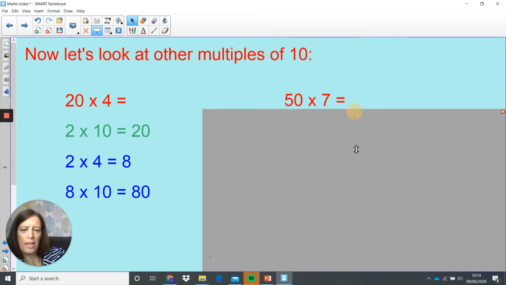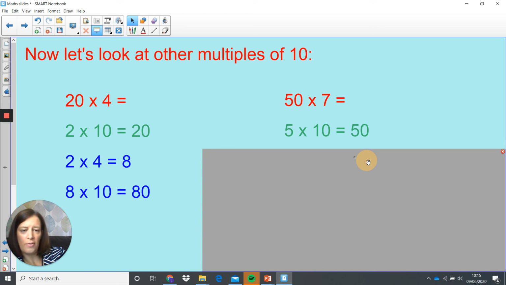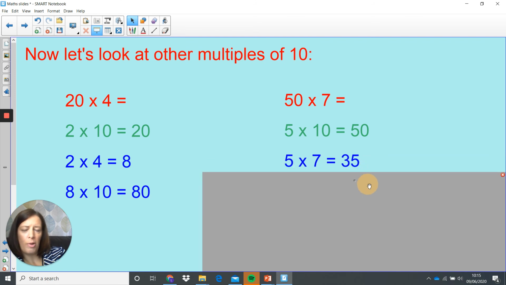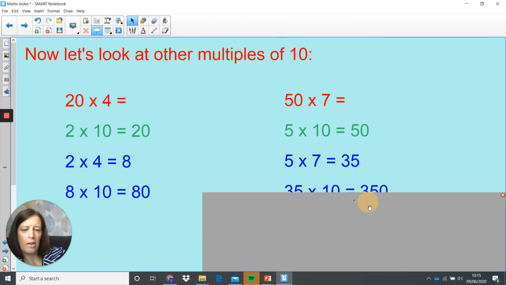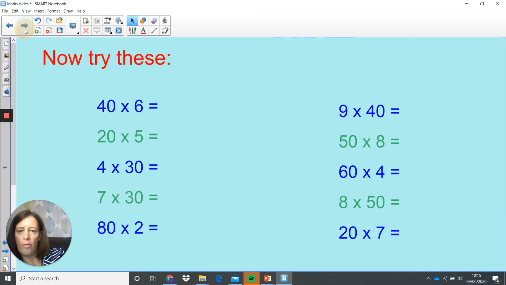Okay, let's have a look at it in this one. 50 multiplied by 7. Well, 50 is just 5 ten times bigger. So whatever we do, we need to make sure it's 10 times bigger at the end. So we're going to do 5 multiplied by 7, which is 35, and then make the answer 10 times bigger, 350. If you need to pause and have a little think about that or rewind the video, you're welcome to do that. And then you're going to have a go now at some of those.